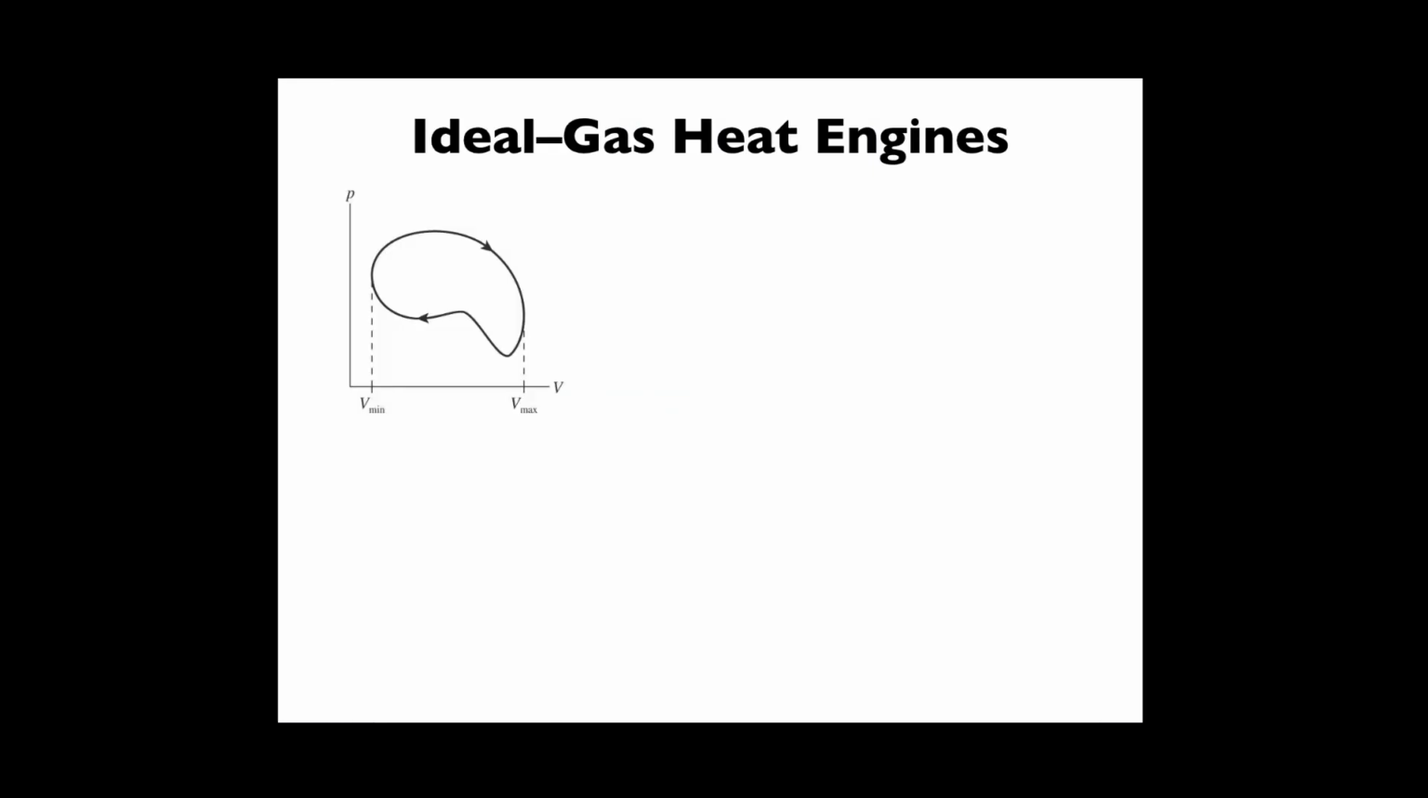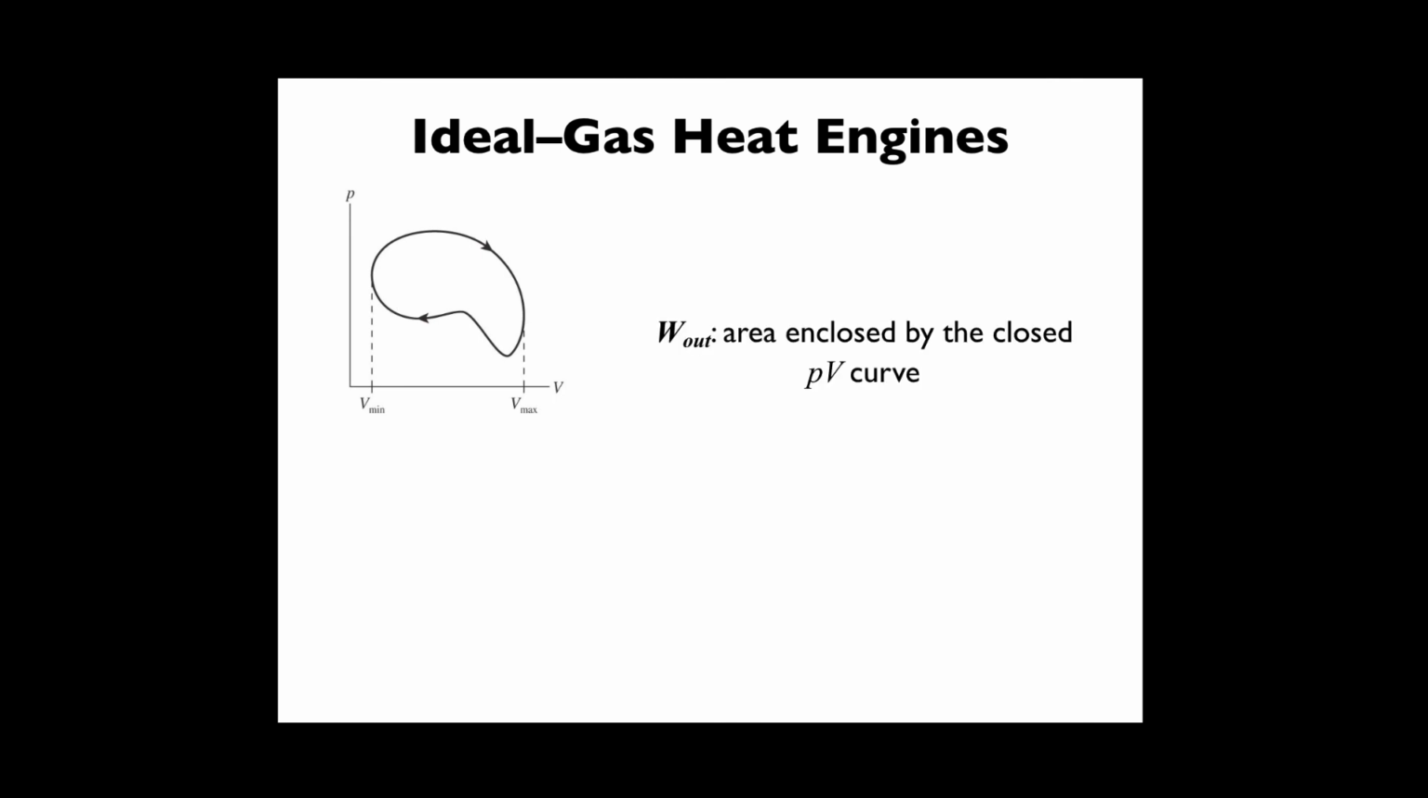Ideal gas heat engines. That means we're going to use all the stuff that we learned about PV diagrams for ideal gases, and we're going to figure out things like efficiency from our PV diagrams. Okay, so here's a cycle. You can see it's a closed cycle, meaning no matter where you start it, it'll start and end at the same point because it connects all the way around.